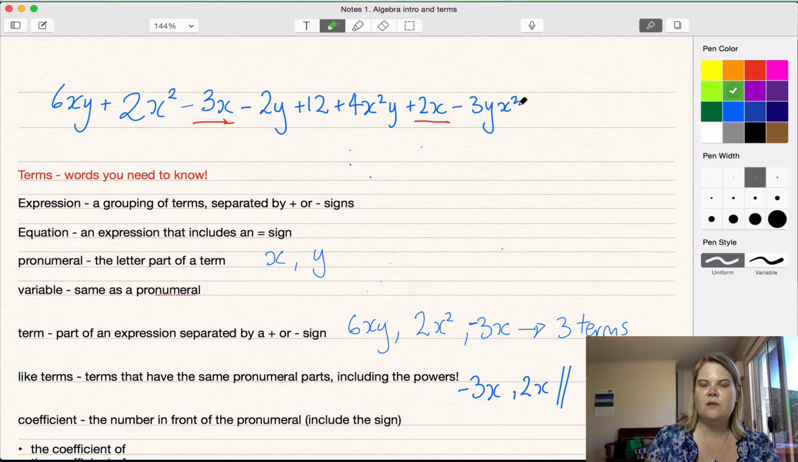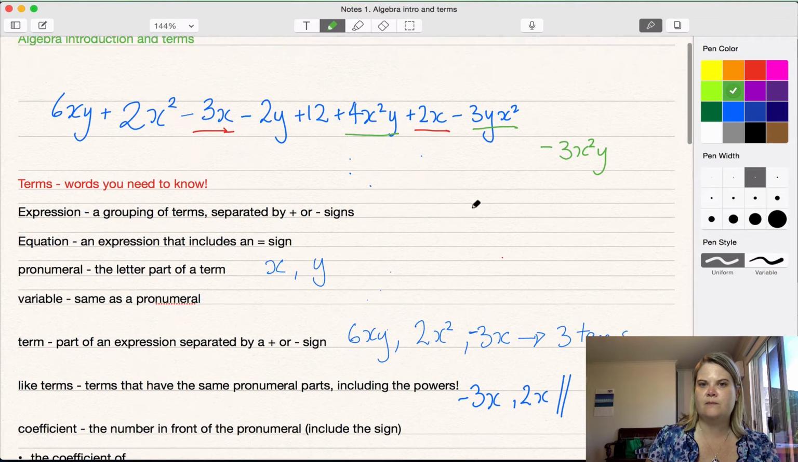And the last term we've got here is yx squared. And remember, it doesn't matter what order the pronumerals come in, so that last term can be written as 3x squared y. If we go back and look through here, this is an x squared term, but there's no y. But here is an x squared y term. So this term and this term are like terms as well.